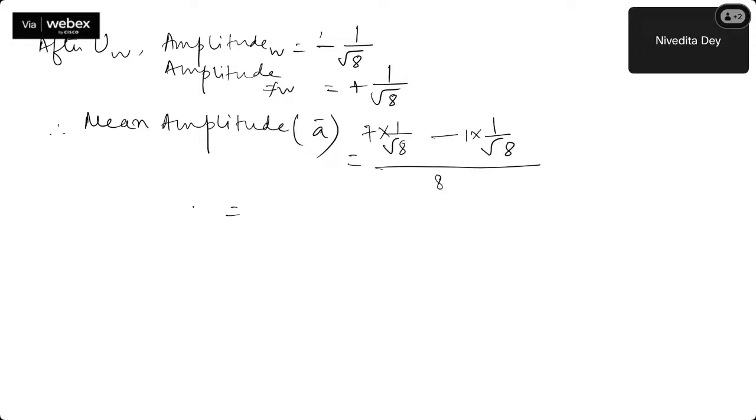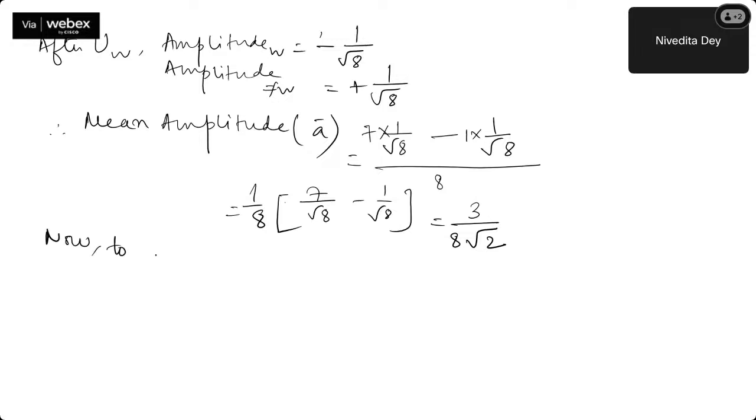It is basically 1 by 8, just a calculation. If you do it, you will get 7 by root 8 minus 1 by root 8, so 6 by root 8, and so on. So it will be 3 by 8 root 2. This is the mean amplitude, A bar. Now we want to apply the US operator. Now it's time to apply US. So we have to calculate the new amplitude of all these states.